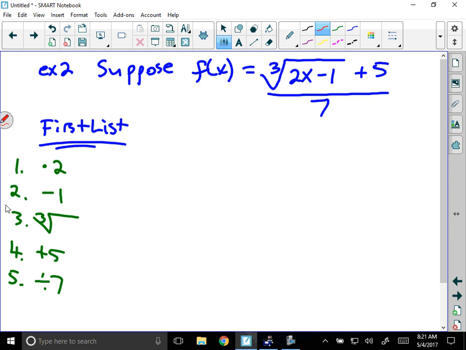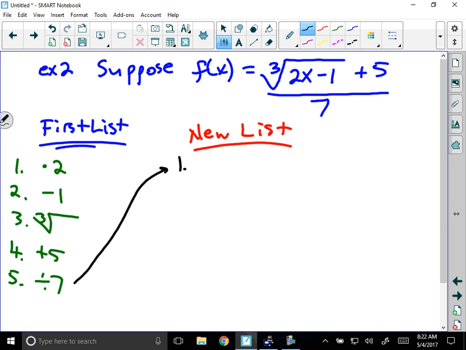Now this says, let's make a new list. In the new list, we're going to put the last first and the first last. So anyway, the fifth thing is going to be the first thing in this new list. So how do I undo dividing by 7? Multiply by 7. So the first thing I'm going to do in this new list is multiply by 7.